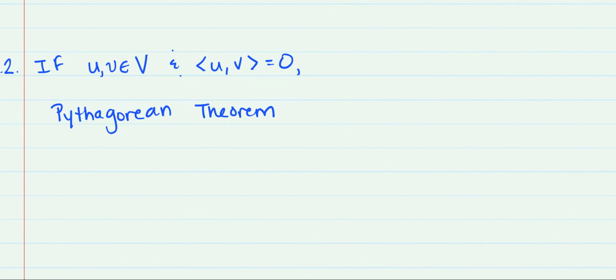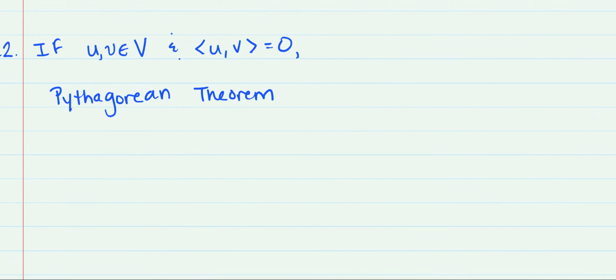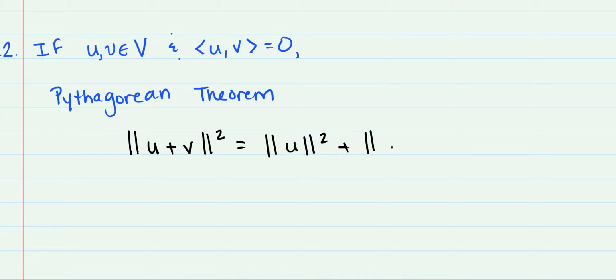We also have something called the Pythagorean theorem. So if you have two vectors u and v in capital V, and they're orthogonal, they have to be orthogonal, then you get the Pythagorean theorem, which is the norm, or the length of u plus v squared is equal to the norm of u squared plus the norm of v squared.